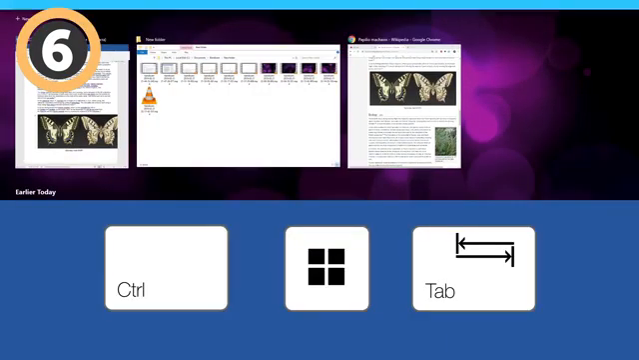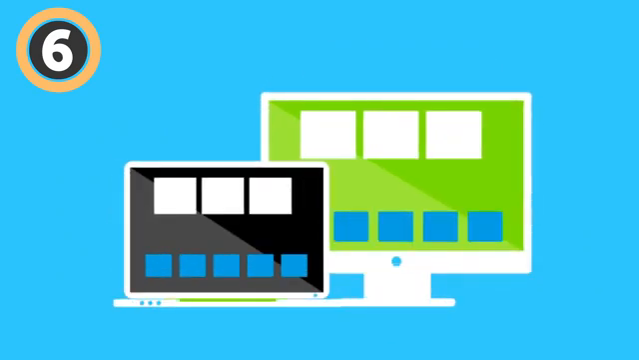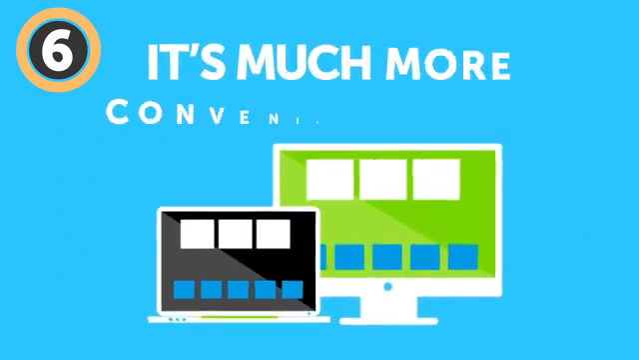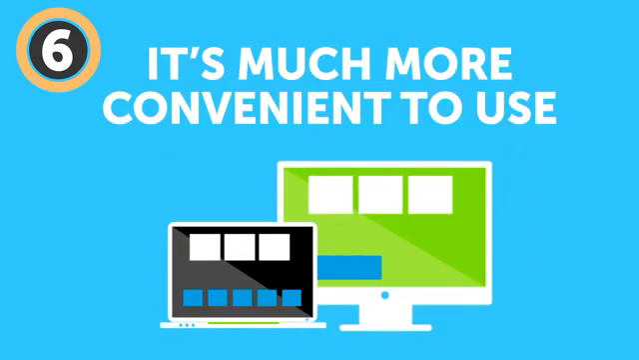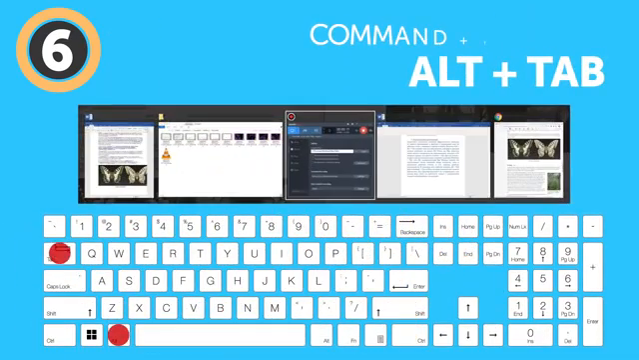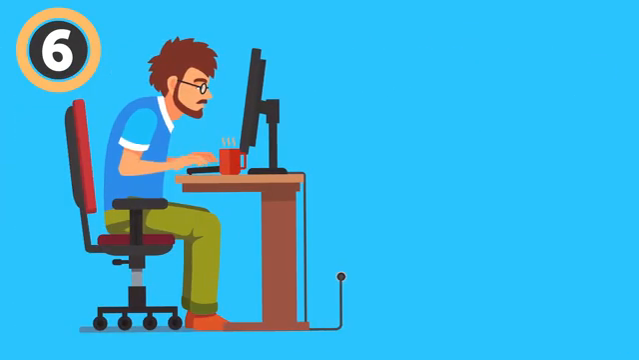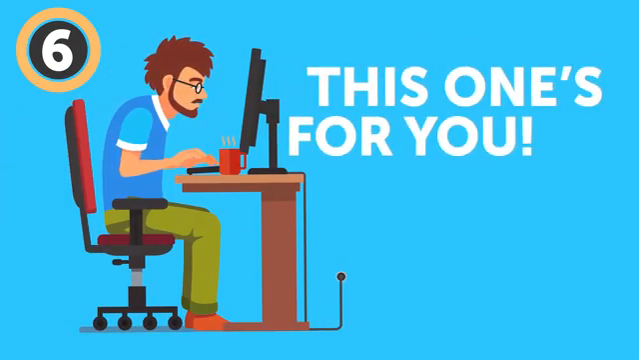Another way to open the task view, press the Windows key plus Tab. This is the PC equivalent to the Mac's Mission Control. It provides a broader view of open windows and available desktops, and it's much more convenient to use. And finally, there's the hotkey Alt plus Tab, or Command plus Tab on a Mac, that will allow you to swap programs without previously displaying them, like a deck of cards. If you work with just a couple of windows at once, this one's for you.